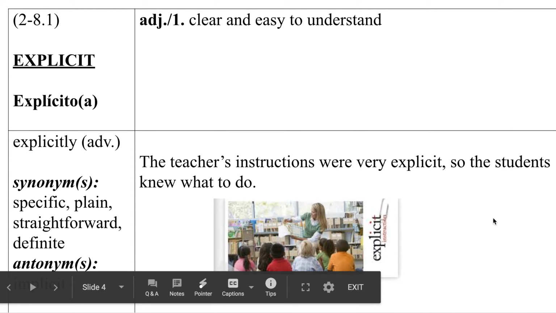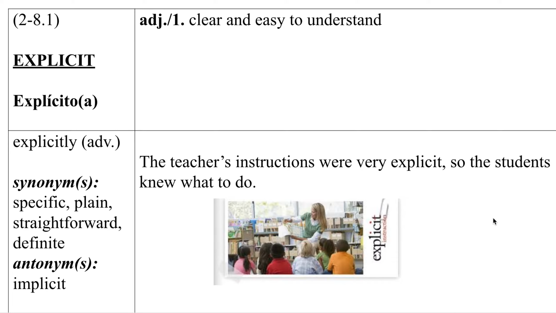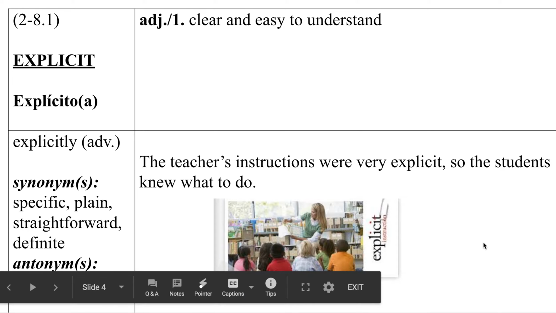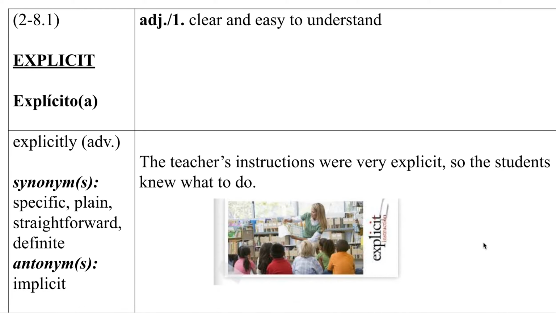So for example, you can use explicit. It's an adjective. You know, an adjective is a describing word. It describes a noun. So it could describe, for example, the teacher's instructions. So if we say the teacher's instructions were very explicit, that means they were very clear and easy to understand. So the students knew what to do.